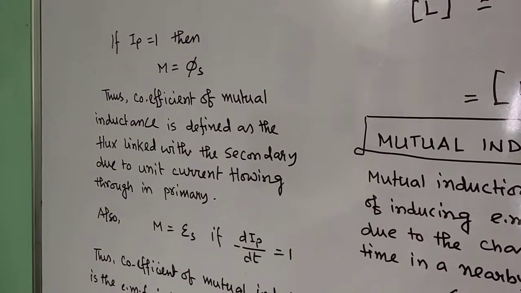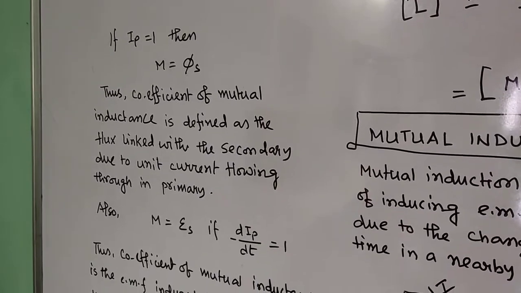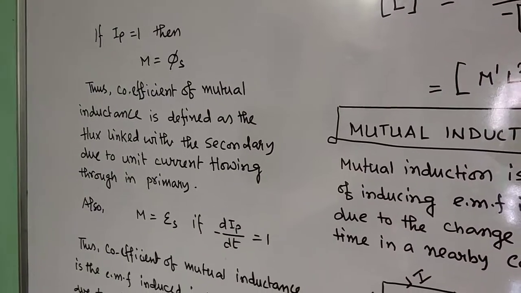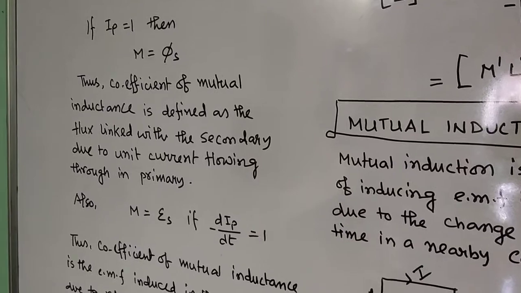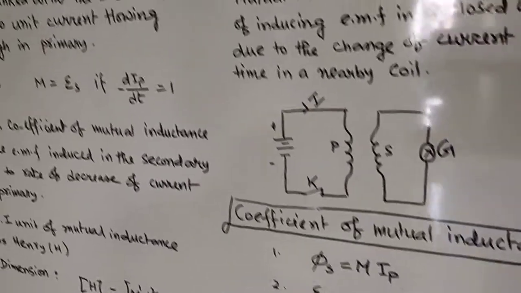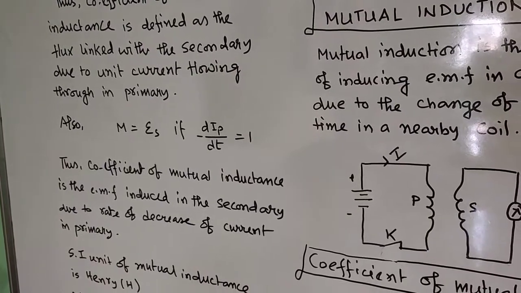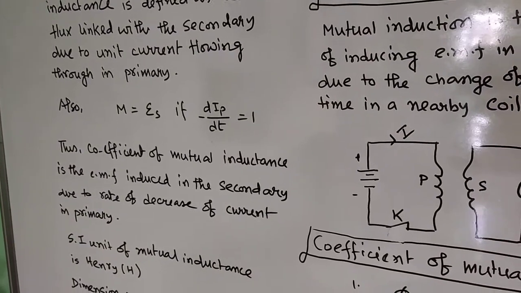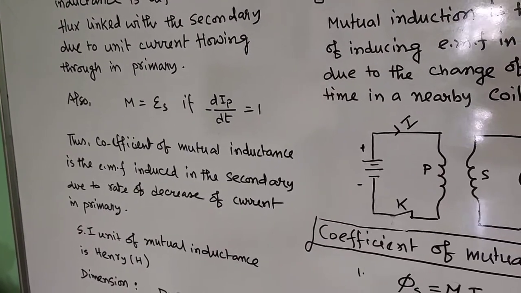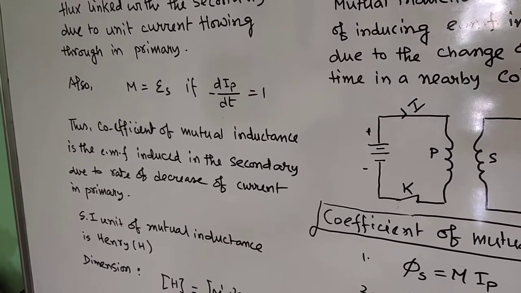So thus coefficient of mutual inductance is defined as the flux linked with the secondary coil due to unit current flowing through the primary. Also you can use this expression ES equal to minus M dIP by dt. So also M equal to ES if minus dIP by dt equal to 1. The coefficient of mutual inductance is the EMF induced in the secondary due to rate of decrease of current in primary. As it is negative, that's why we have written decrease of current in primary.